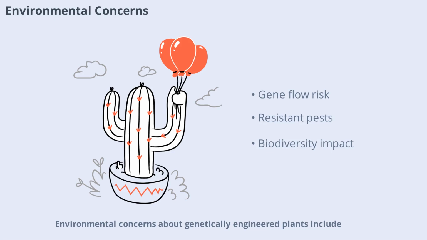Environmental concerns about genetically engineered plants include the potential for gene flow to wild relatives, the development of resistant pests or weeds, and impacts on biodiversity. Scientists and regulators work to minimize these risks through careful monitoring and management practices. Ongoing research helps ensure that genetic engineering remains a safe and sustainable tool for agriculture.